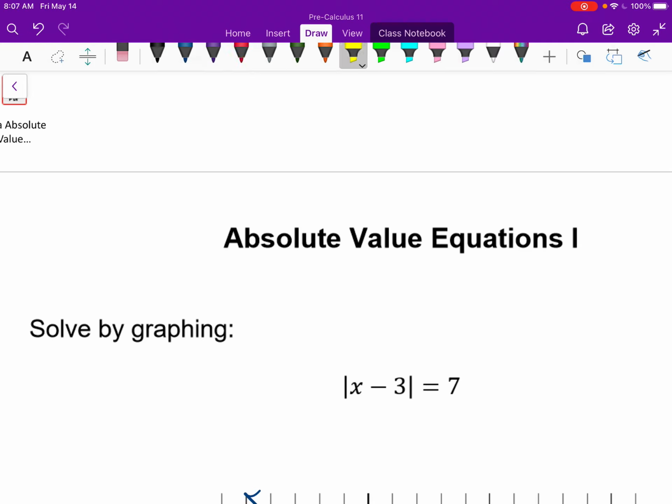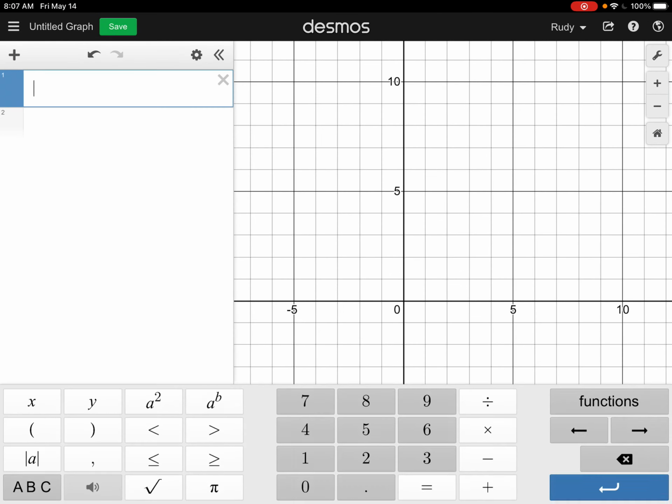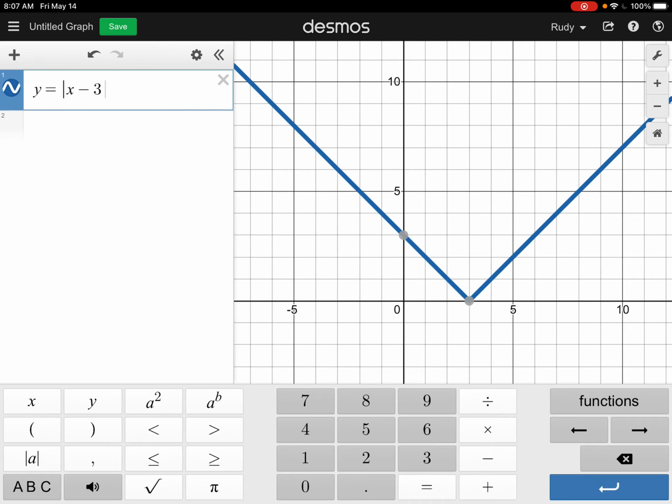the absolute value of x minus 3 equals 7, I can graphically plot the function for the left-hand side and plot the function for the right-hand side and see where the two functions intersect. Although I could do this by hand, that's kind of what we did in the last lesson, I'm going to use graphing technology here. So I'm going to go to Desmos, and I'm going to graph two functions: the absolute value of x minus 3, and just y equals 7.